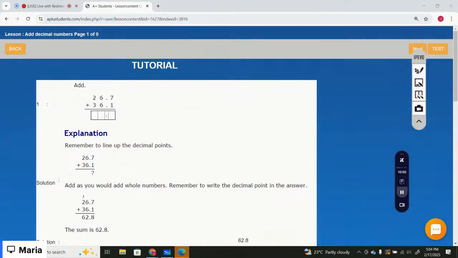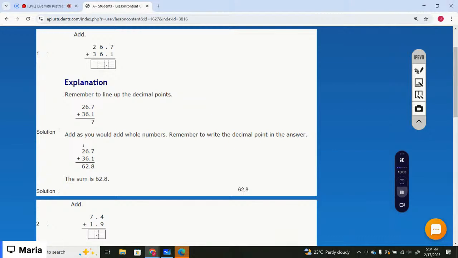You just have to add 7 plus 1 is 8. 6 plus 6 is 12. Write 2 over here and carry 1. So 6 and 3, 9 and 1, 10. So that is 62? 3 plus 2 is 5 and 1, 6. So that is 62.8.